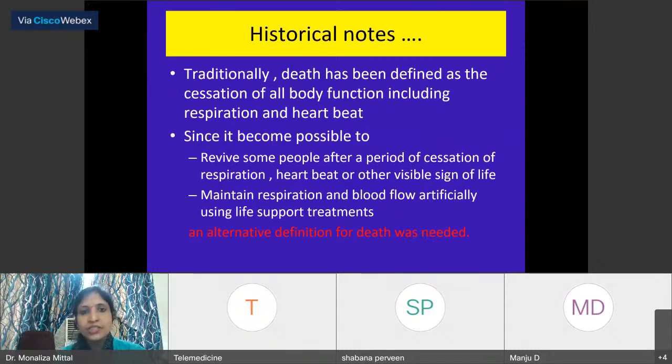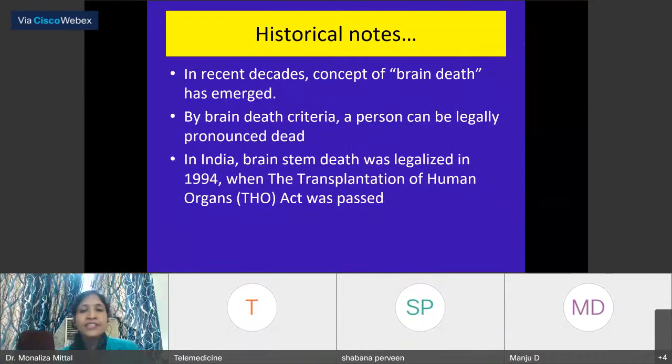Since it has now become possible to revive some people after a period of cessation of respiration, heartbeat, or other visible signs of life, and it is also possible to maintain respiration and blood flow artificially using life support treatments, a need is felt to have an alternate definition of death. So in recent decades, the concept of brain death emerged. With definitive brain death criteria, a person can be legally pronounced dead.